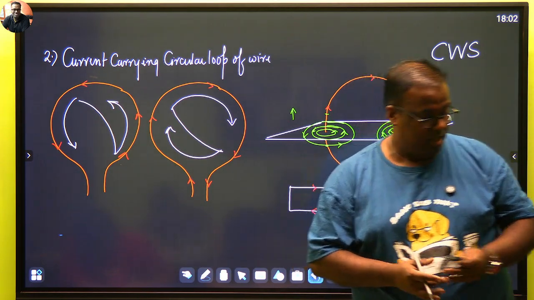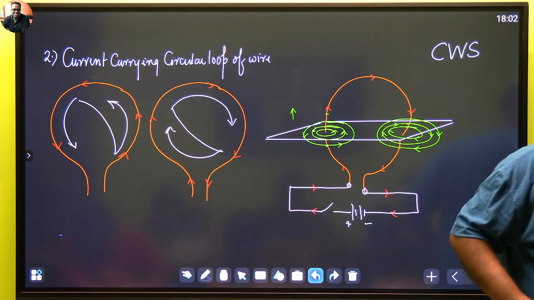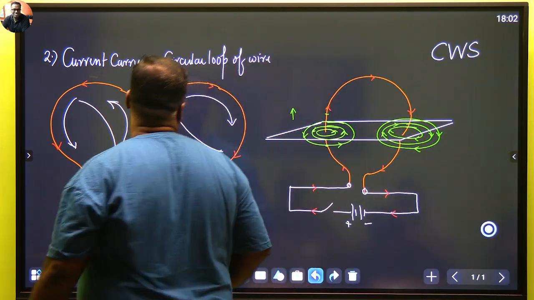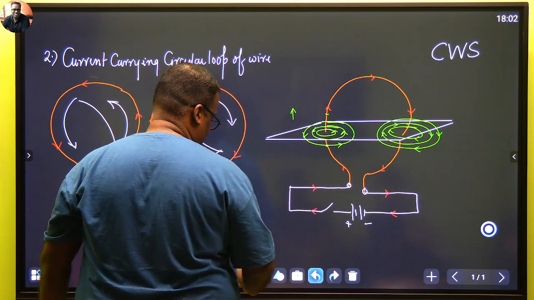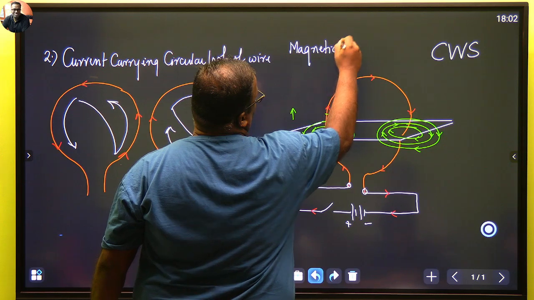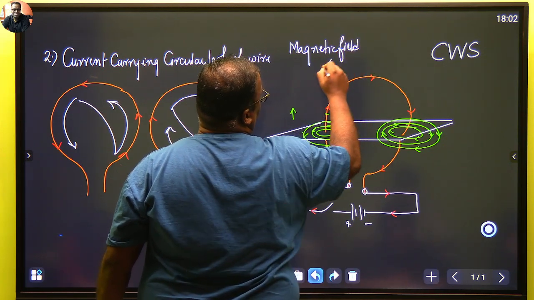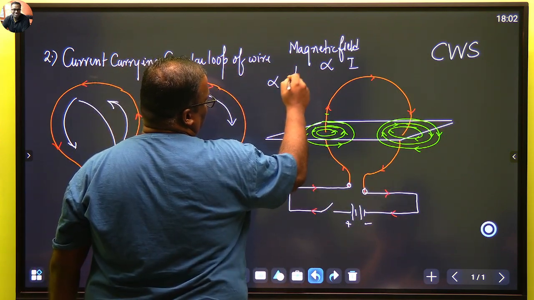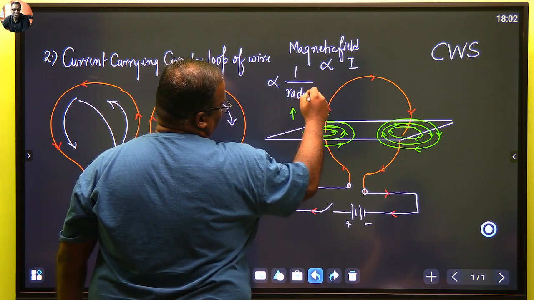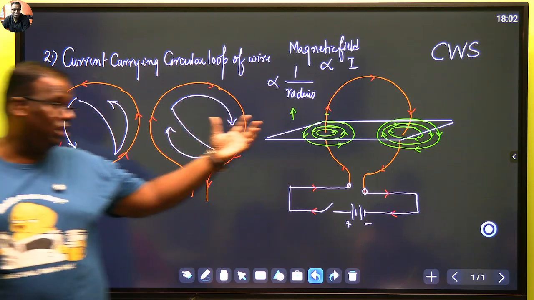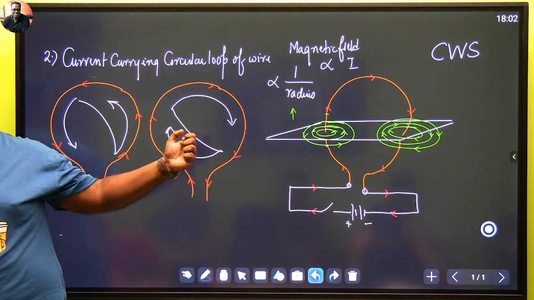Okay. So two more things we will see here. The magnetic field that is created is directly proportional to the current flowing through the loop and inversely proportional to the radius of the loop. Obviously, the more far away you are from the loop, the smaller the loop, the better the magnet it makes.